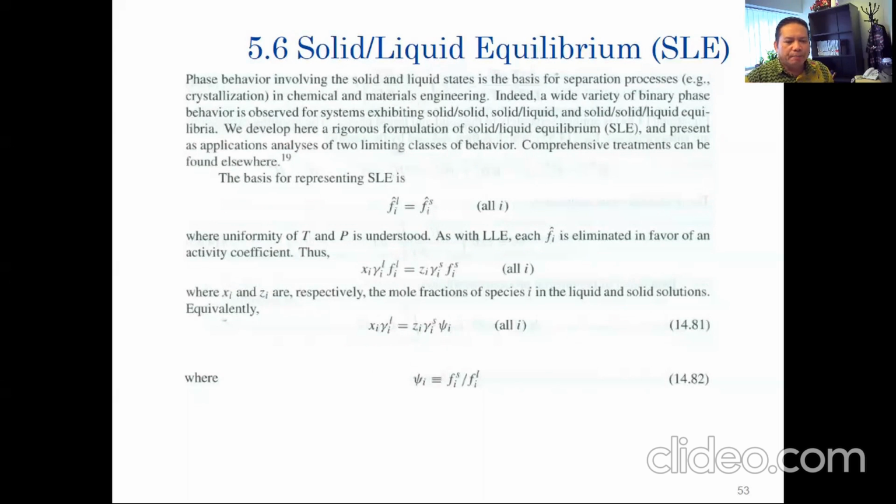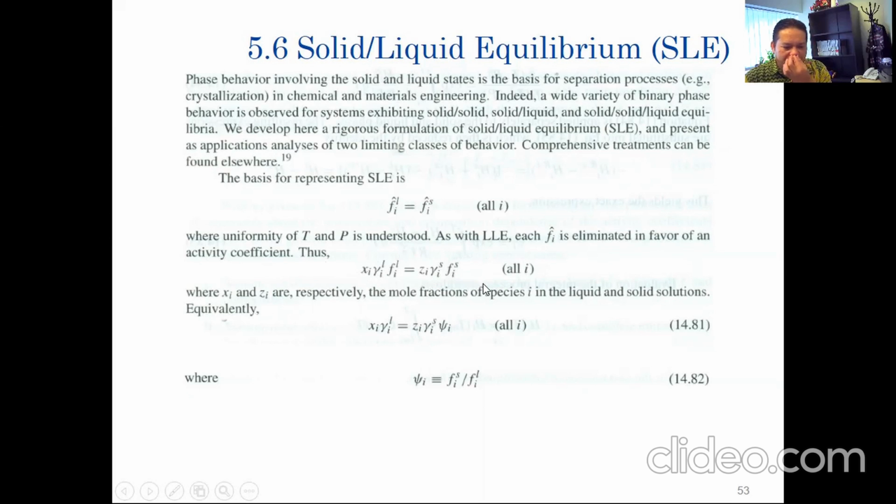Indeed, a wide variety of binary phase behavior is observed for systems exhibiting solid-solid, solid-liquid, and solid-solid-liquid equilibria. For the basis of SLE, solid-liquid equilibrium, we can see that the fugacity for the solutions is this. This is the liquid, and that is the solid, where the uniformity of T is understood, as in equilibrium the temperature and pressure are uniform. Then we can modify this and include activity coefficients, gamma, into this form here.